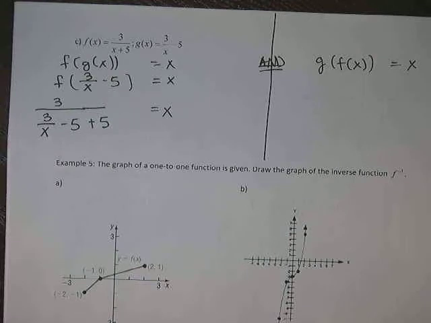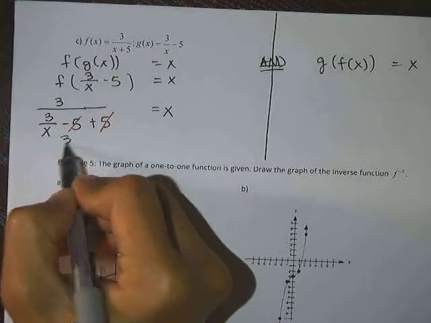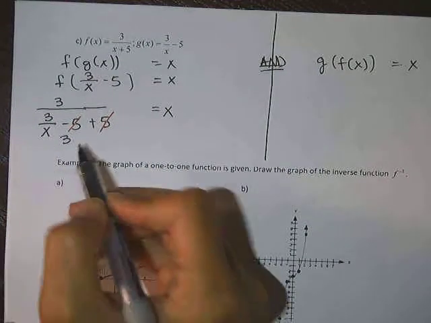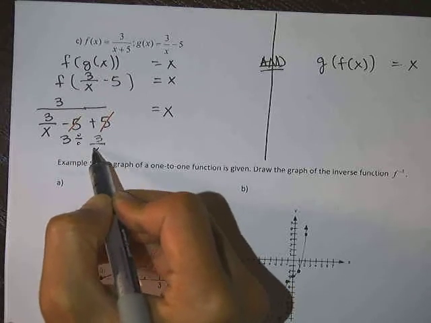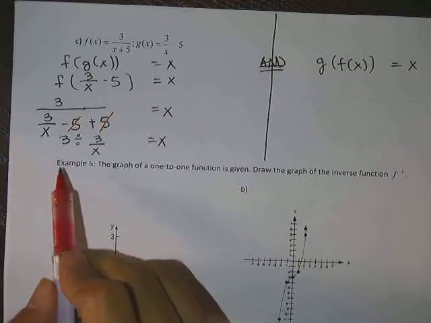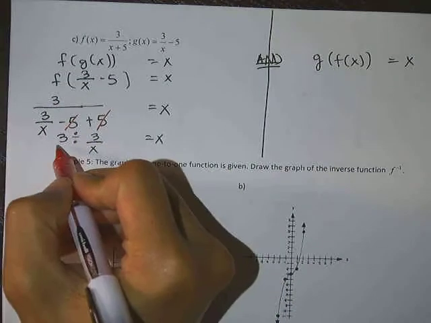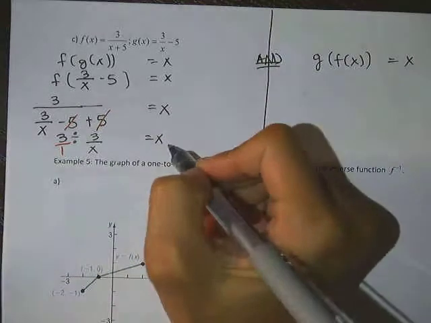Right away, you can see that the negative 5 and the positive 5 will cancel out. So now you have 3 divided by 3 over x. I'm going to write the division symbol using my 2 dots. So 3 over x this way. Now if you look at this, I'm going to make my 3 into a fraction, so I'm going to put 1 underneath. My next step, since I'm out of space, I'm just going to go up here.